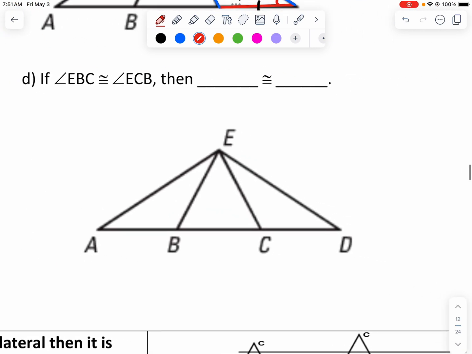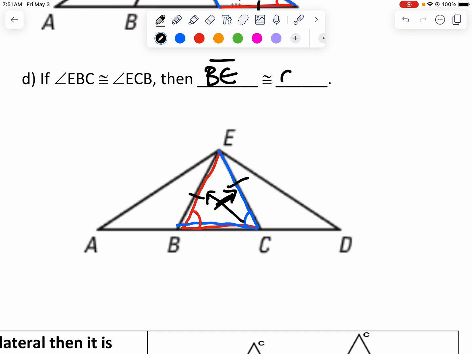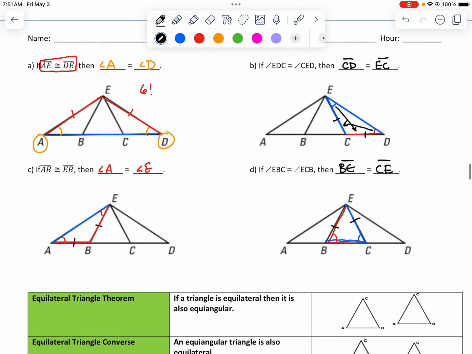Lastly, if EBC, which is this one, is congruent to ECB, which is this one, so we can tell we're looking at this middle triangle here. That angle and that angle are given to me. I know that the sides across from them are also congruent. So that would be BE and CE. Feel free to pause the video and look at those if you want again.